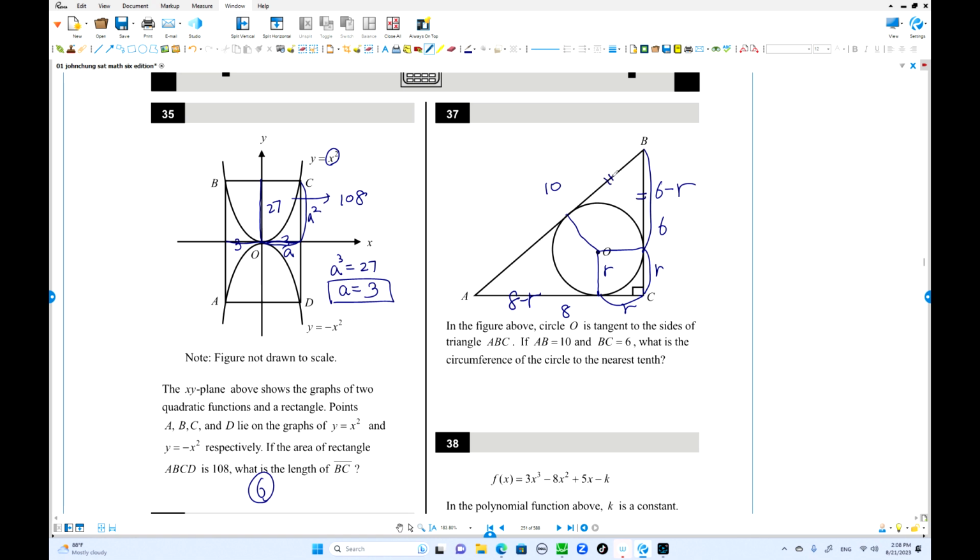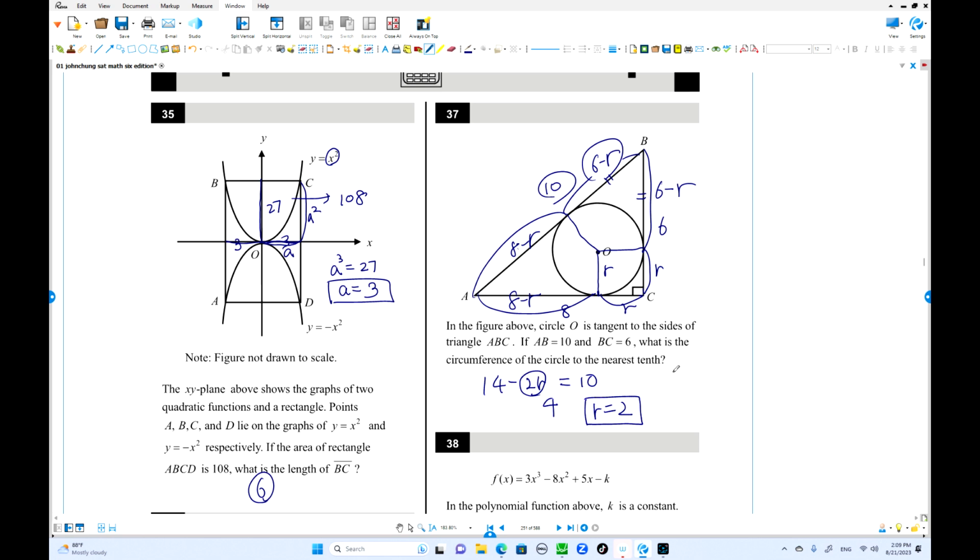These two tangent lengths must be equal. This is 6 minus r. This is also a tangent, right? These two sides are equal, 8 minus r. The sum of these two lengths must be equal to 10, right? So 8 plus 6, 14 minus 2r, that equals 10. So this one is 4, isn't it? So r equals 2.